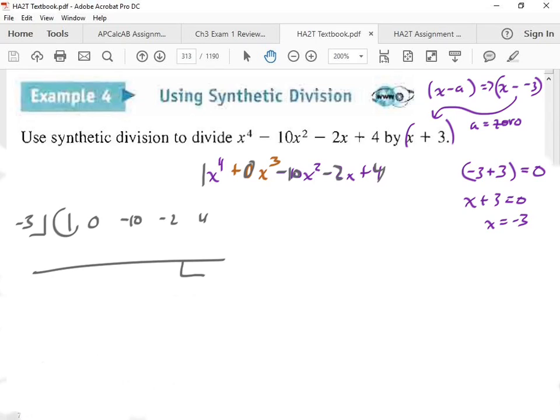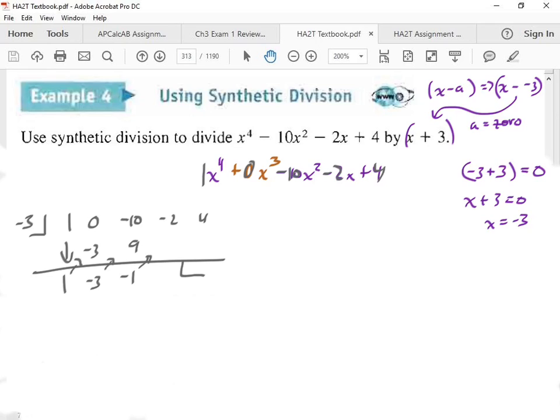The first number is a 1. You bring that guy down, and then you write them like that, and then you take this and multiply it times 0. What is 1 times -3? Okay, so then I put -3 right here. And then I combine those. What is 0 and -3? -3. And then I have to write the new one. What is -3 times -3? 9. And then I add those. I get -1, and then I put that up here.